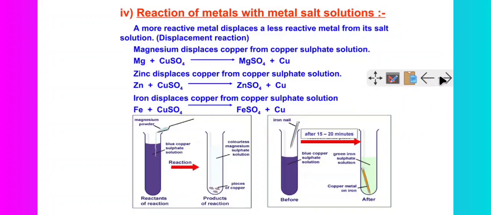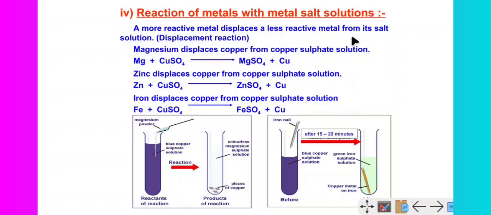Okay, so moving on, reaction of metal with what? Salt solution. A more reactive metal displaces a less reactive metal from its salt solution, that is a displacement reaction. We have already discussed this in chapter 1. So magnesium displaces copper from copper sulfate solution. Magnesium can displace this copper, and the compound magnesium sulfate is formed, and copper is what? Displaced. Zinc can displace copper from copper sulfate solution.